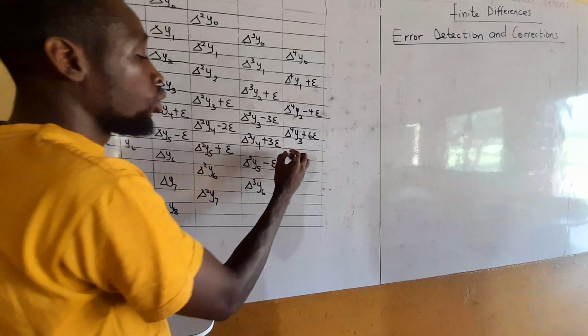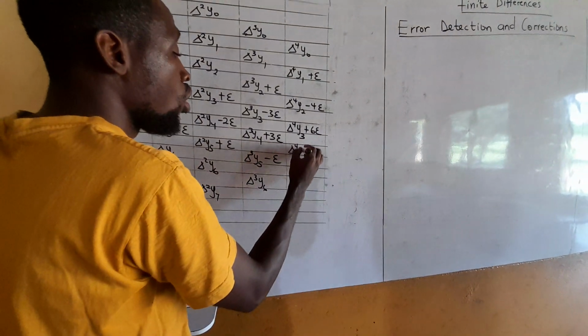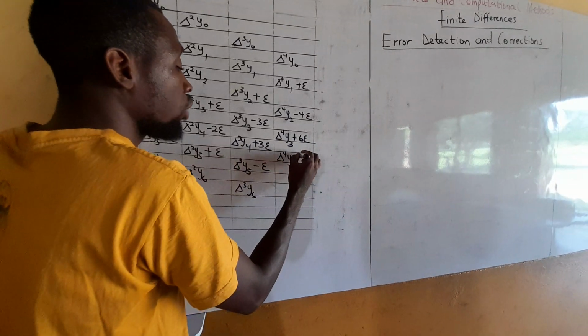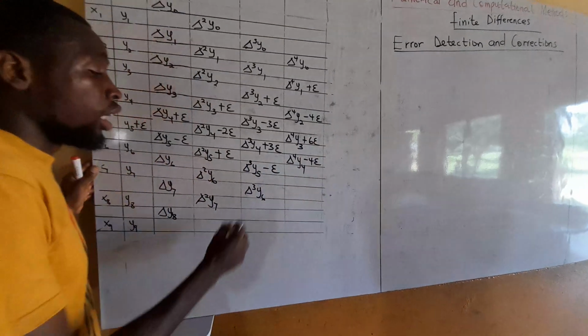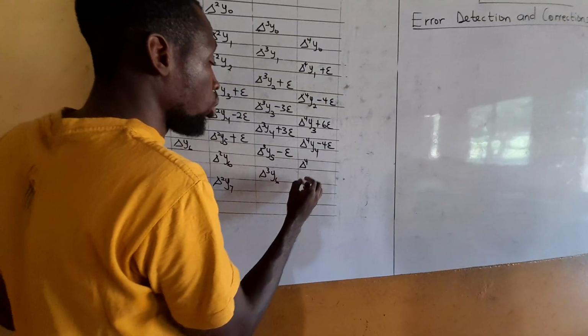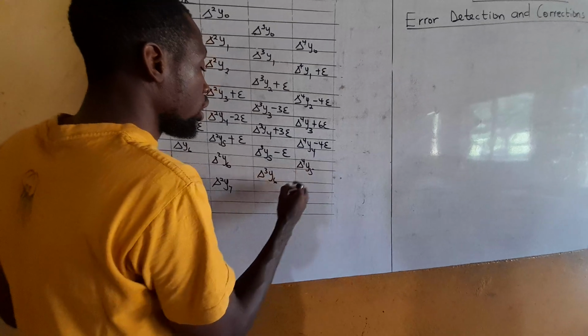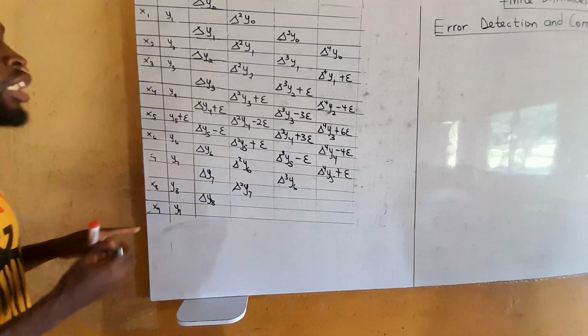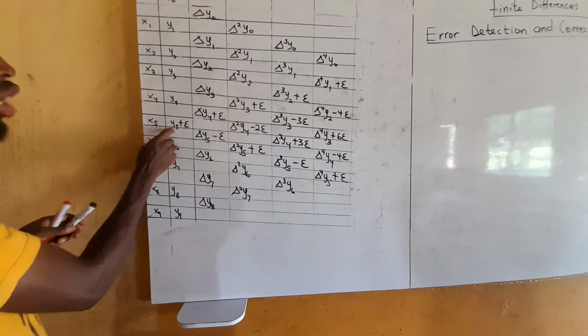Then this from this will have del 4 y4. Then error minus 3 error, that will be minus 4 error. Then this from this will be del 4 y5, then plus error. I hope you get that. Now let's see what happened. Remember the error occurs here.